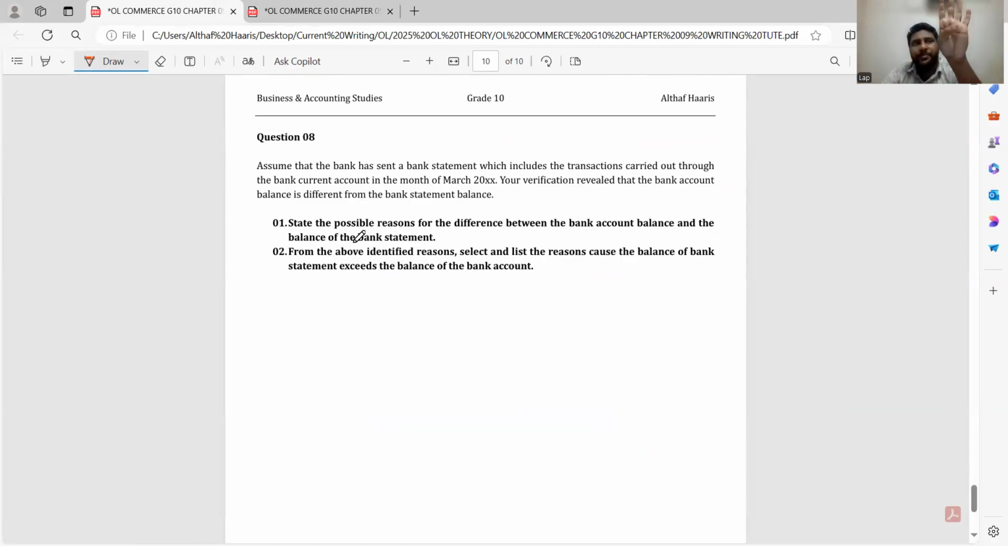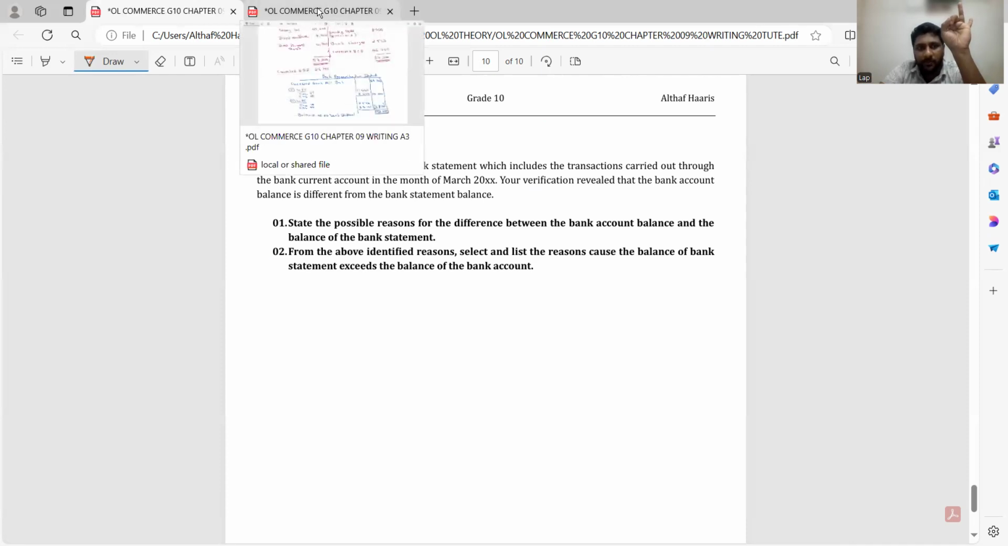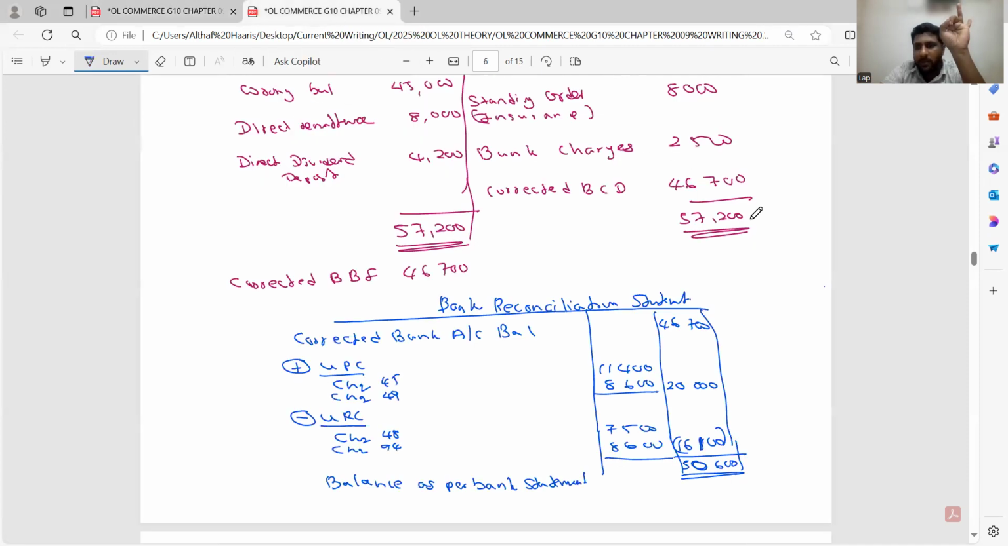First one is the direct deposits. It can be dividend direct deposit, customer direct deposit, any other income direct deposit, any direct remittance. Second one, standing order payments. Any payments that we have made, standing order. Third one is the bank charges and checkbook charges. So these 3 things we can find in the statement which will not be in our accounts.